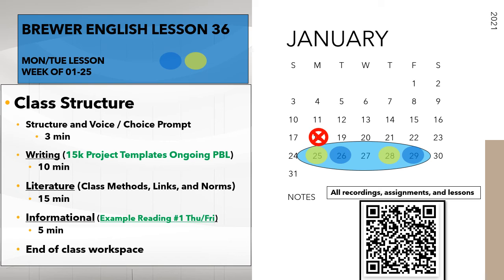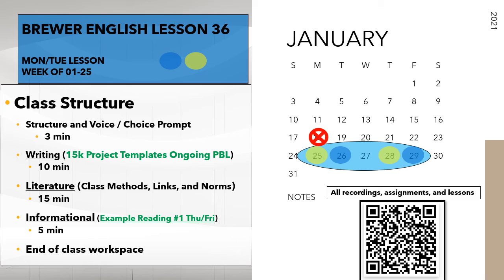The structure of this lesson is on the left side. I'm going to talk to you a little bit about the voice and choice assignment that's due this Friday. I'm going to talk to you during the writing lesson portion about the 15K project templates and an ongoing project that you can take a part in. I'm going to talk to you for a minute during the literature portion about the methods in this class, where you can go to find links to the norms. And then I'm going to give you a quick intro to our first essay this semester, or the third essay of the year, on morality and right and wrong.